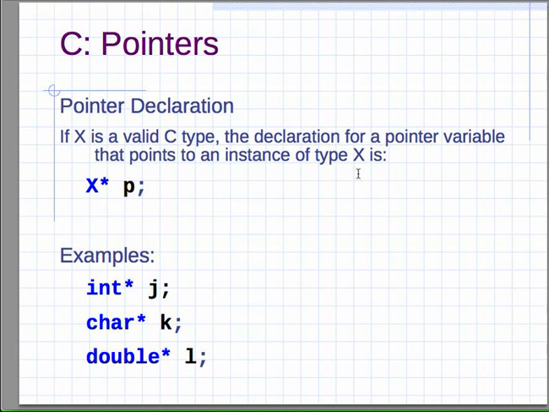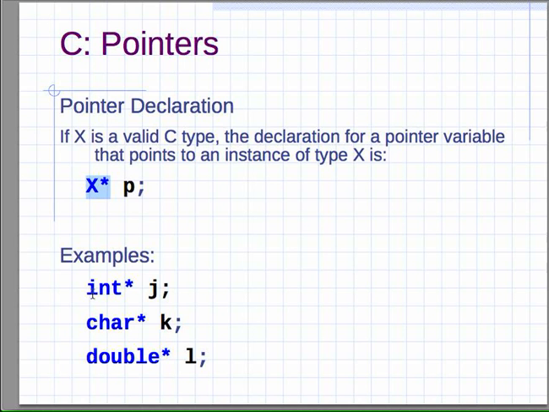So in general, how do you declare pointers? If X is a valid type in C, the declaration for a pointer variable that points to an instance of type X is X star, whatever type X is. So it can be a double, it can be int, it can be a char, whatever type that it's pointing to, followed by a star, and then the name of the variable. So this is just like a regular type declaration. So you have a type and then name. Just so happens that this type is a pointer to some other type.